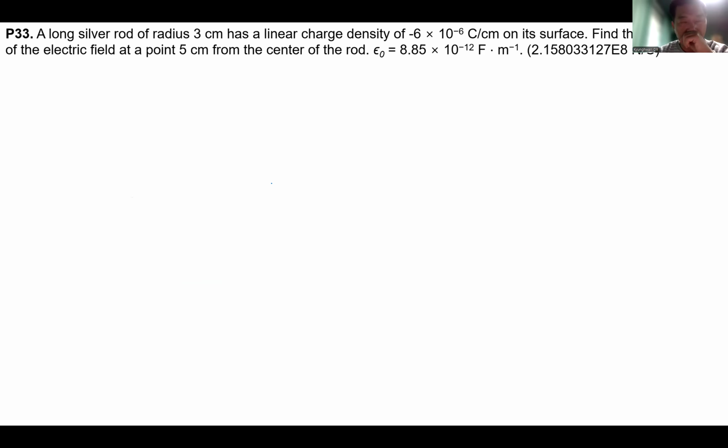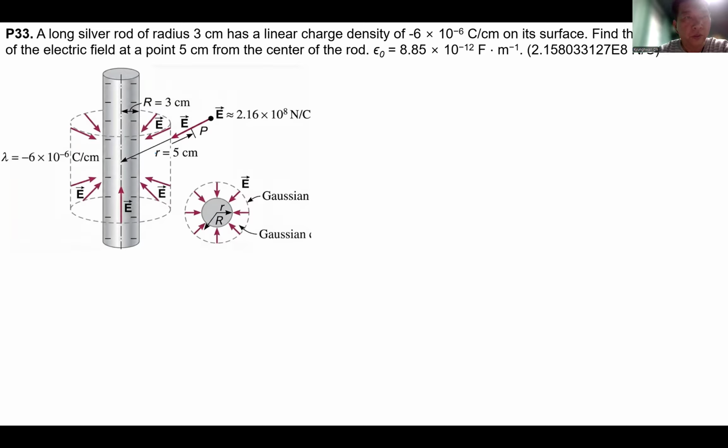So now let's try to think about the rod. So a rod of radius 3 centimeters, and it has a surface charge density. I'm sorry, it is the linear charge density. And then find the magnitude of the electric field at the point 5 centimeters from the center of the rod.